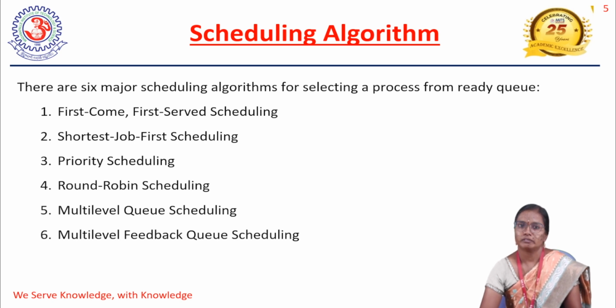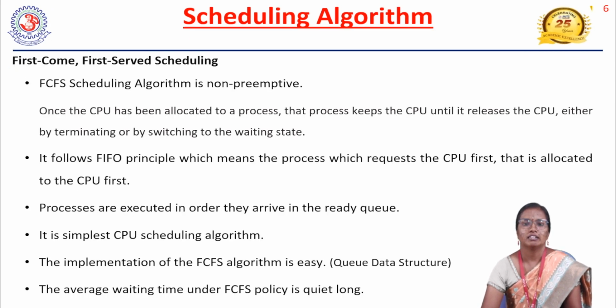Next, we are going to see different types of scheduling algorithm. First one, first come first served scheduling. Second one, shortest job first scheduling. Next, priority scheduling, round robin scheduling, multi-level queue scheduling, multi-level feedback queue scheduling. Let's see the first one, first come first served scheduling.